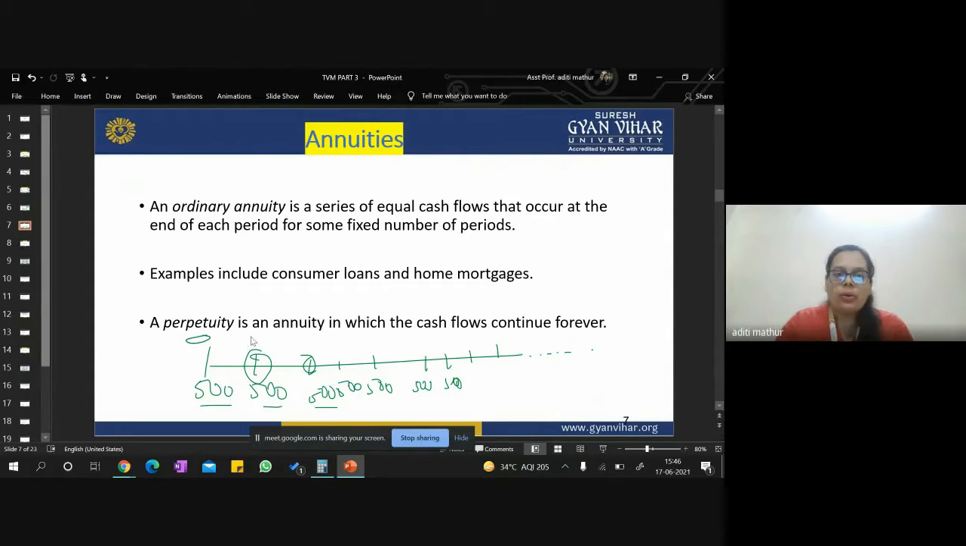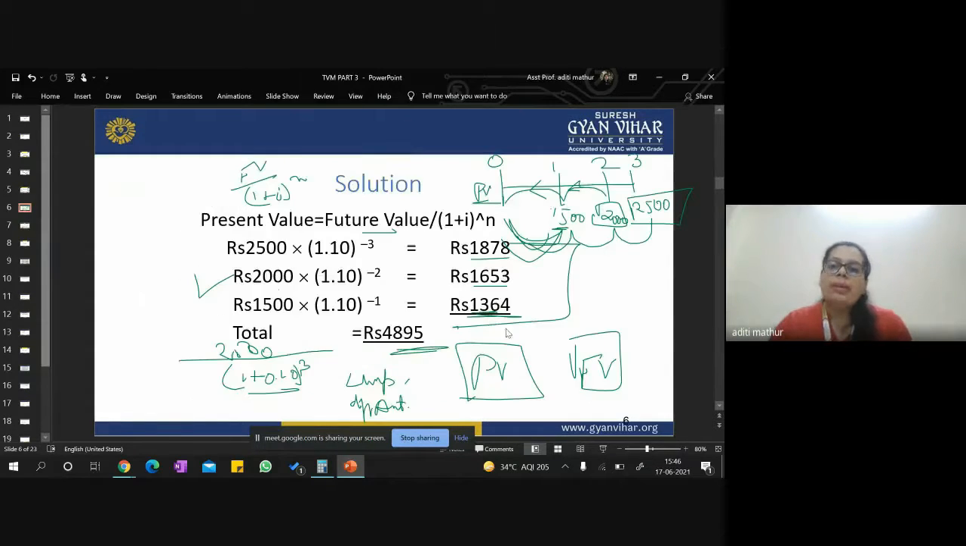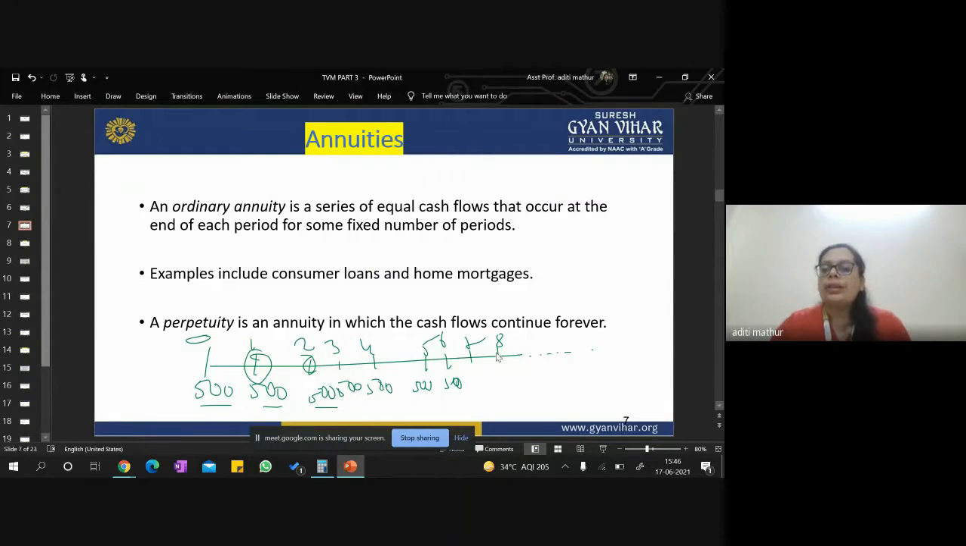So a series of equal cash flows that occur at the end of each period. That means 0, 1, 2, 3, 4, 5, 6, 7, 8, and so on, for a fixed number of periods. So maybe for 20 years, or 8 years, or 7 years. Let's take an example here for 9 years. So this 500, 500, and 500 is known as an annuity.